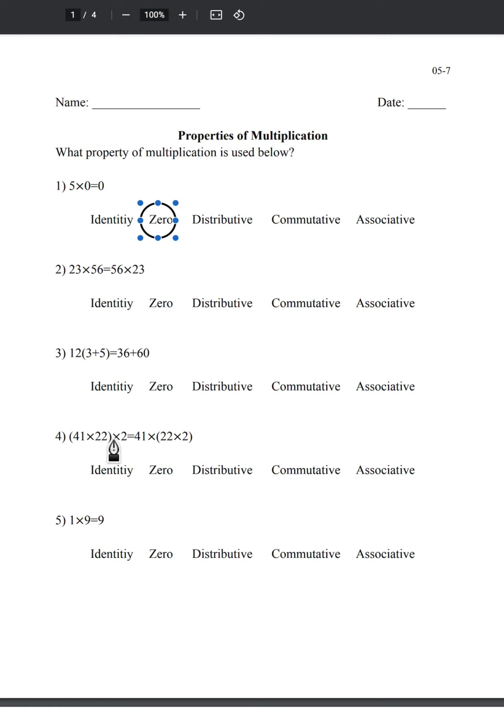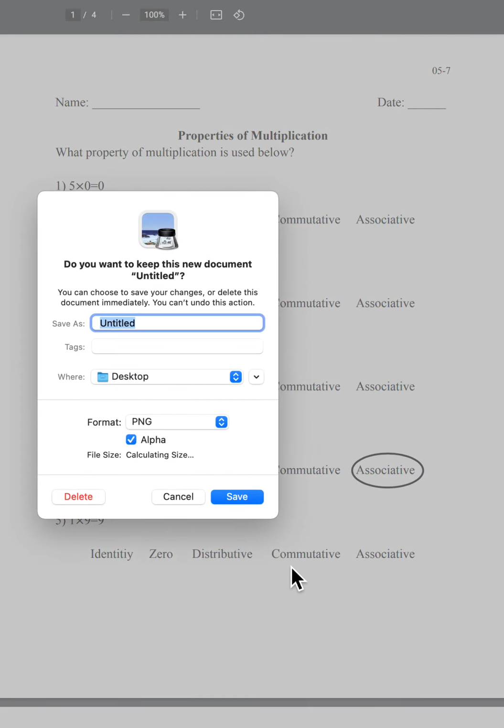And let's do number 4. This would be associative property. So associative property basically means that despite the parentheses, these two things will always stay the same. So, yep, that's it for page one.